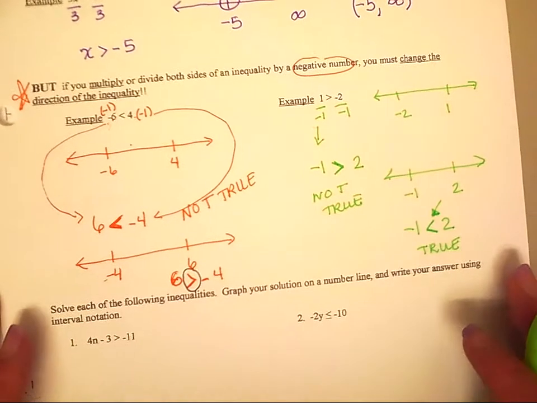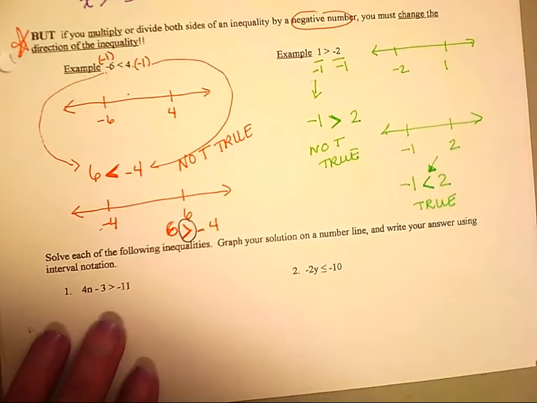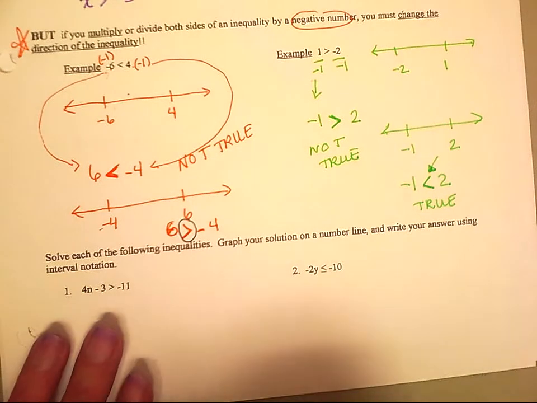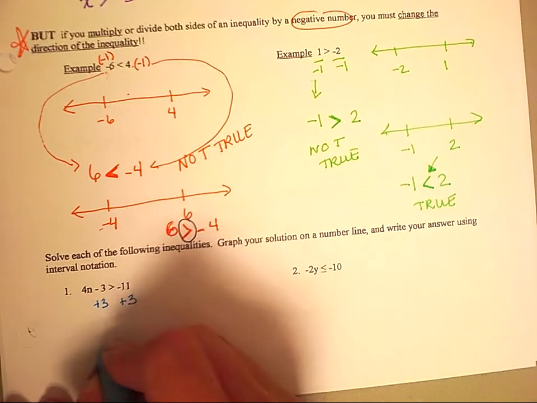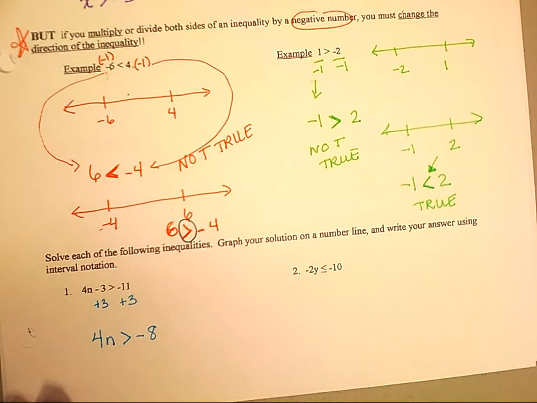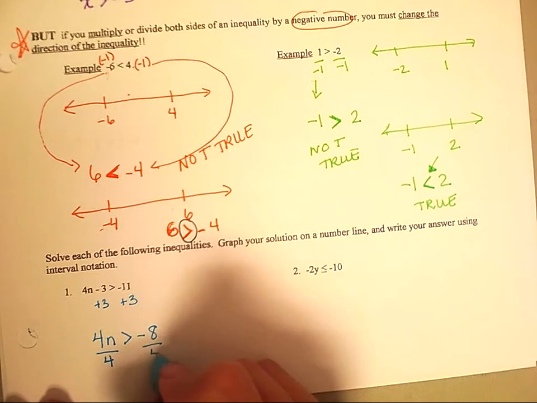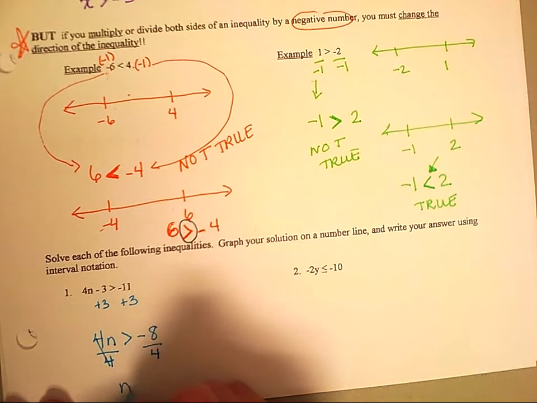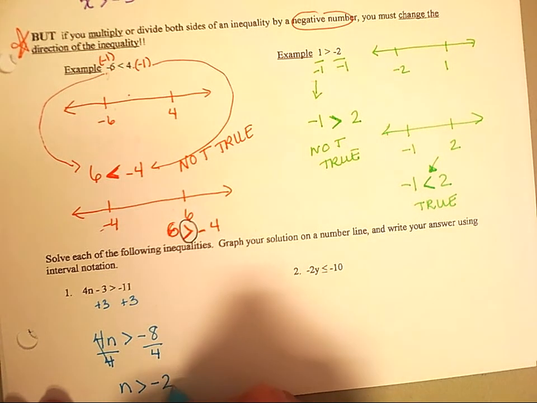Okay. So now let's see if we can solve these. Alright. So let's first add 3 to both sides. I can do that. 4n is greater than negative 11 plus 3 is negative 8. Okay. And what I want to divide by is 4. Okay. So the 4's will cancel. And n has to be greater than negative 2.